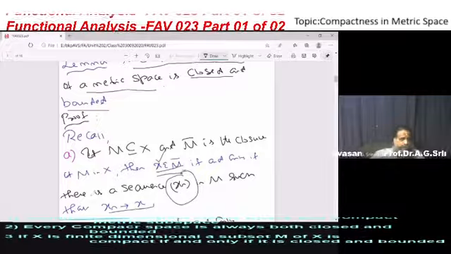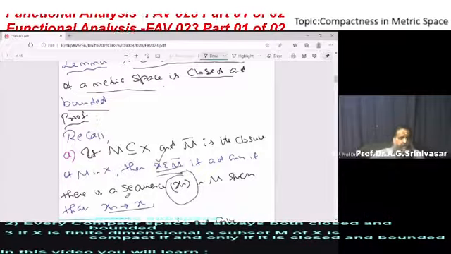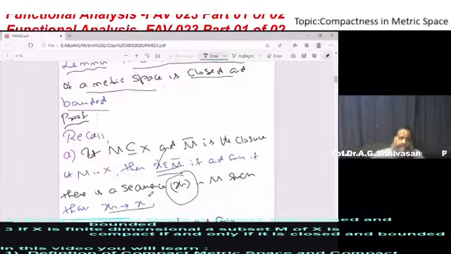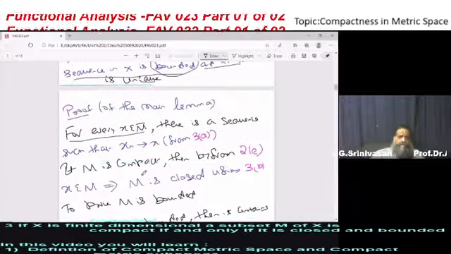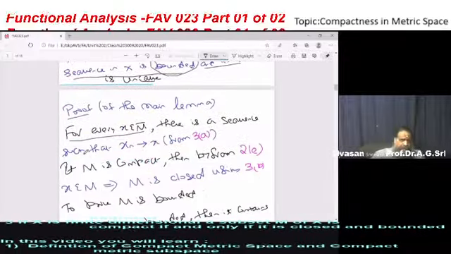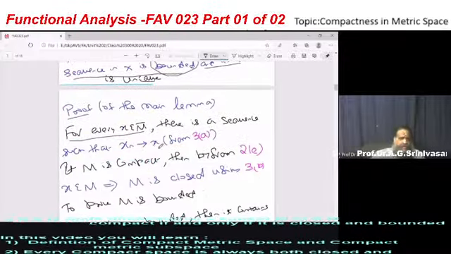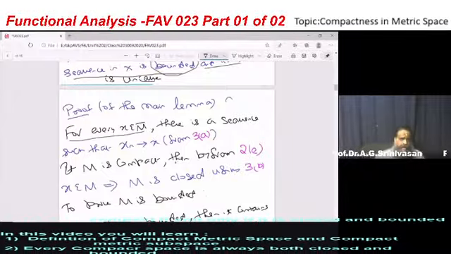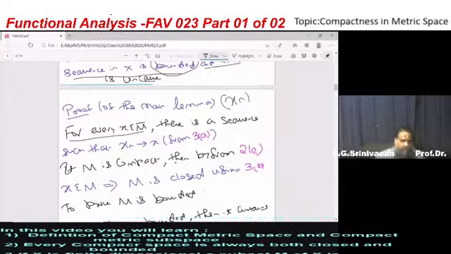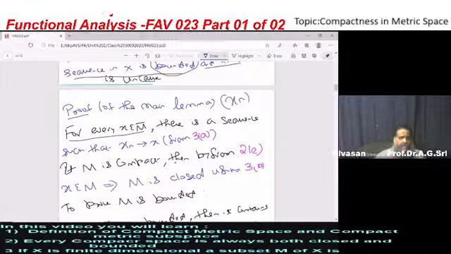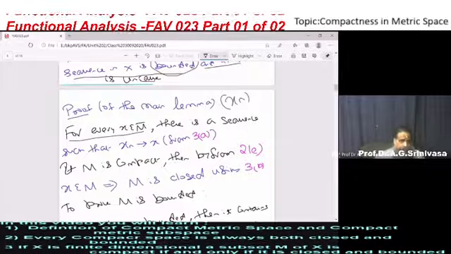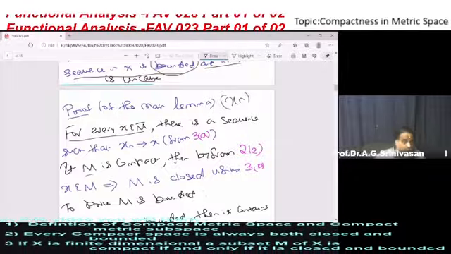If X belongs to M bar, we can always find a sequence Xn which converges to X. So we find that here. So there is a sequence such that that sequence Xn converges to X. So what is Xn here? There is a sequence Xn because X belongs to M bar. There is a sequence Xn that converges to X. But you are given M is compact.